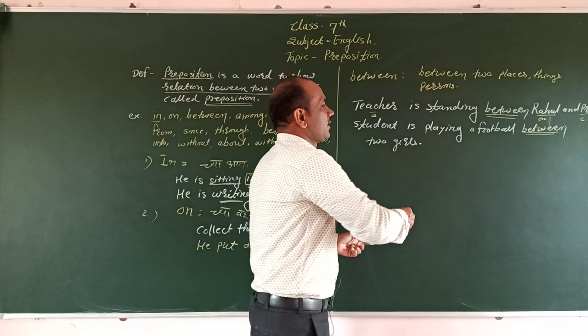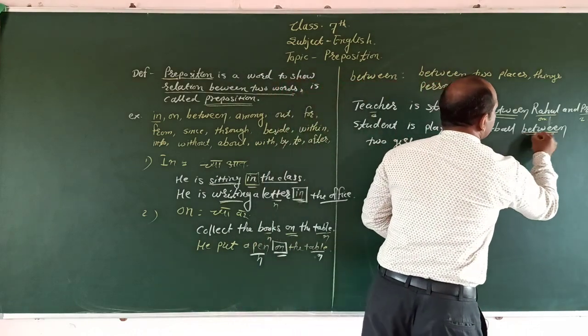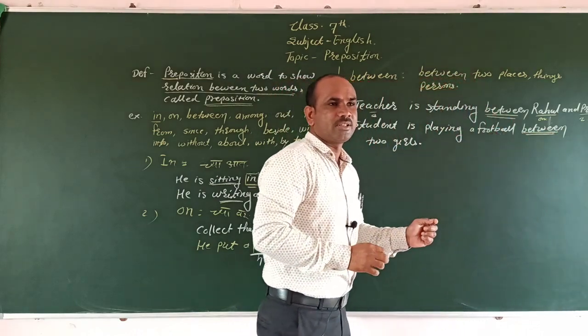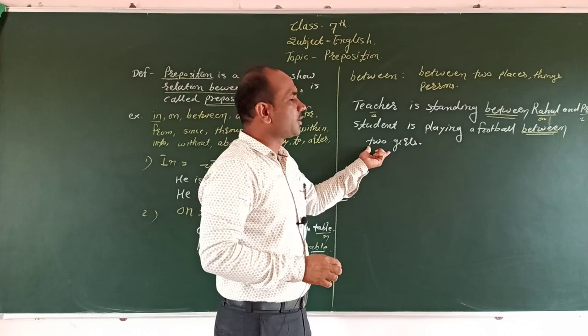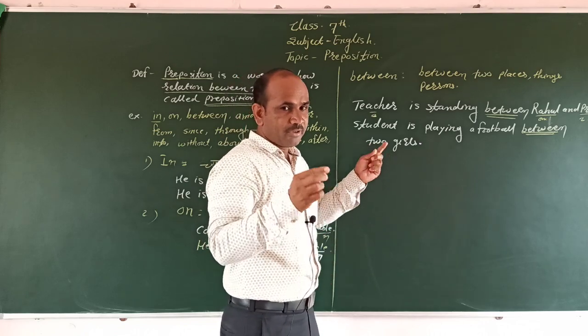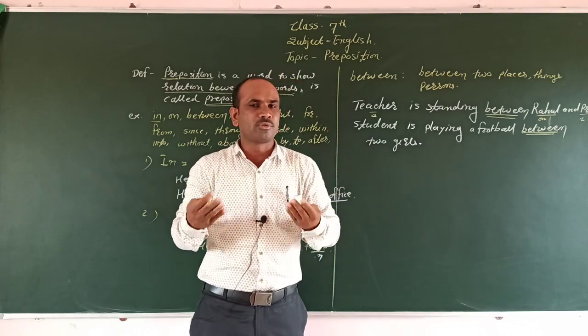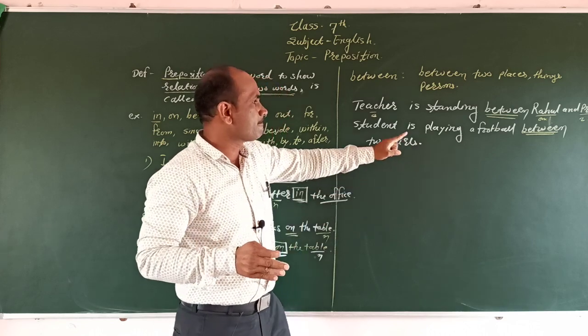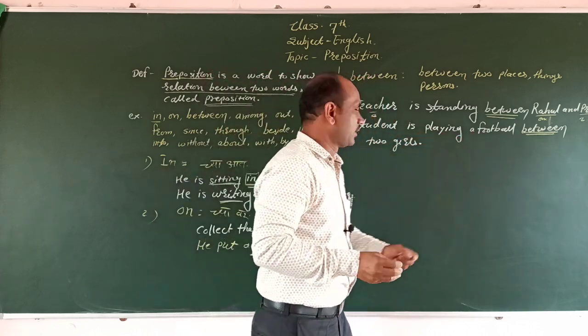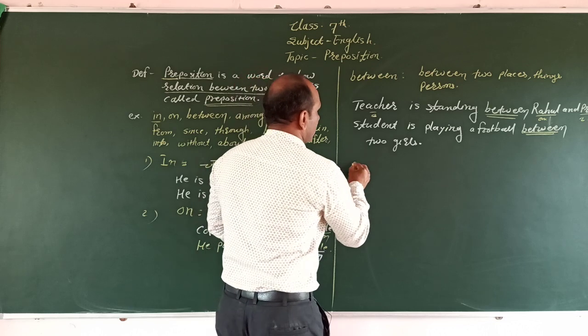There are the two girls, and between is a preposition. It means any other two persons are there, and when we are showing two persons or two things, that time we are using this preposition, between.